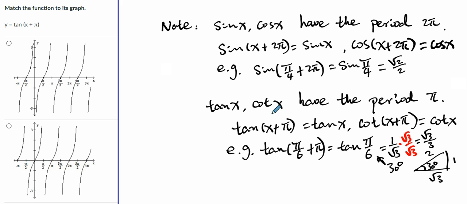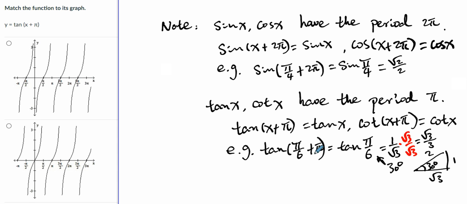Tangent and cotangent are different. They have the period pi, which is less than 2 pi. That means tan(x + pi) equals tan x, and cot(x + pi) equals cot x. This identity tells us tan(x + pi) is actually tan x. So if you want this picture, you basically want the one right here.